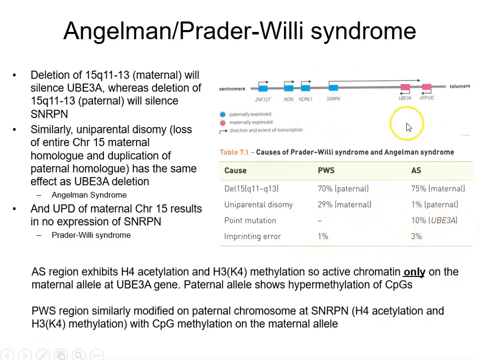And then, because this gene is absolutely so crucial, if a point mutation occurs which is non-epigenetic, a point mutation in the UBE3A gene that inactivates the UBE3A gene will also cause Angelman syndrome. So these diseases have a central underlying epigenetic cause because of the imprinting. Now, the imprinting that occurs across this region involves histone H4 acetylation and histone H3 lysine 4 methylation.